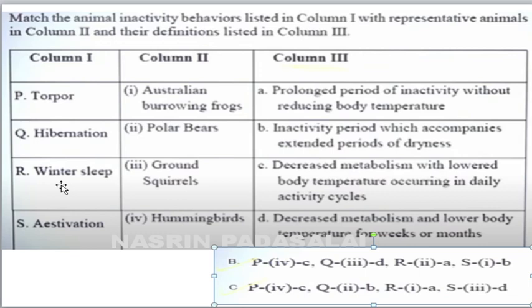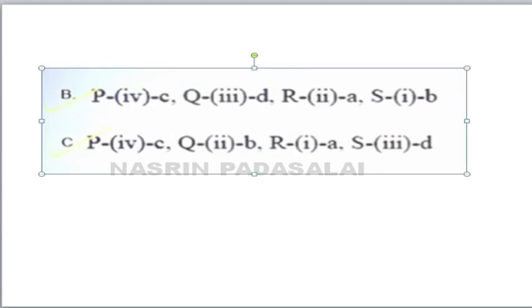Okay, and winter sleep is reported in the Australian burrowing frog and the polar bear, and the definition of winter sleep is a prolonged period of inactivity without reducing body temperature. And next, estivation is undertaken by the Australian burrowing frog and also the ground squirrel. Estivation in the Australian burrowing frog is an inactivity period accompanied by an extended period of dryness, whereas in the ground squirrel it is decreased metabolism and lowered body temperature for weeks and months. This is a completely different question, friends. It is an MSQ type of question and it is completely confusing. Next, this is the correct option. Please do check with yours.